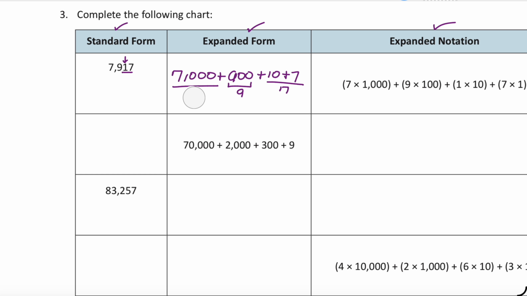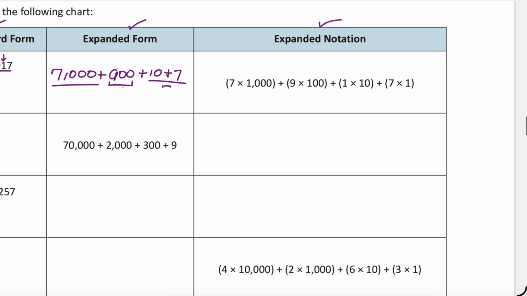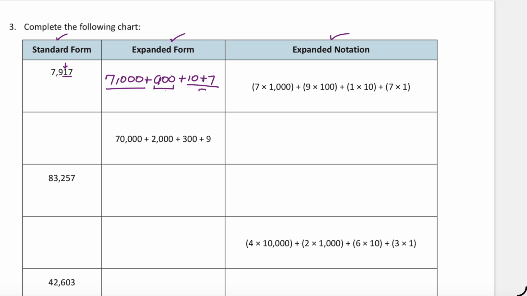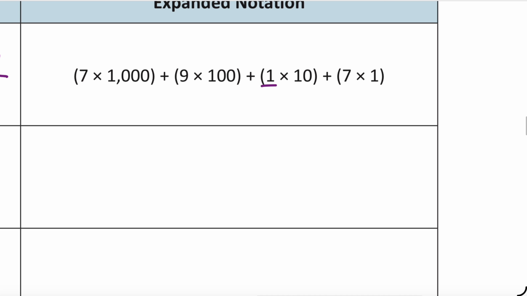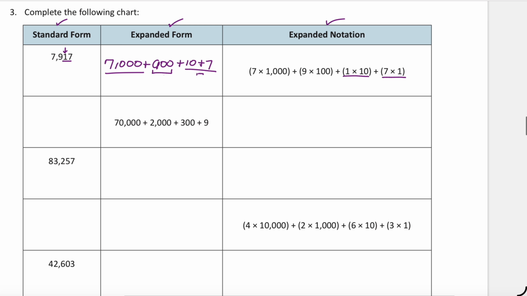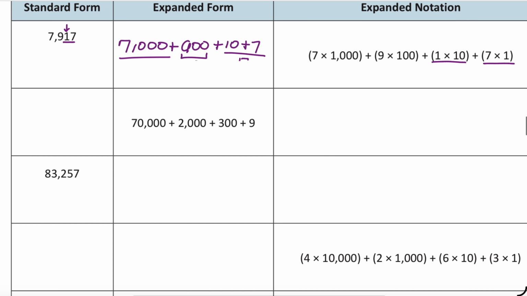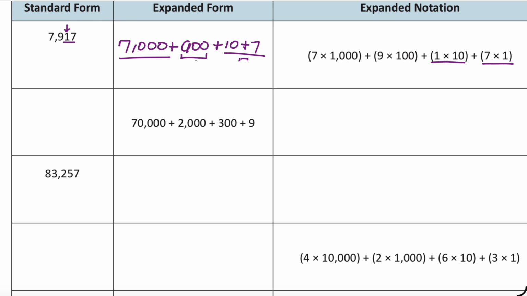Now looking at our expanded notation, you can see that this does exactly match what we wrote here in standard form. You want to pay attention to what we're doing here when it comes to what we're multiplying. If you take a look at the next number, we only have expanded form and not standard form. So let's first write this in standard form. Okay, so I have 70,000 plus 2,000 plus 300 plus 9.